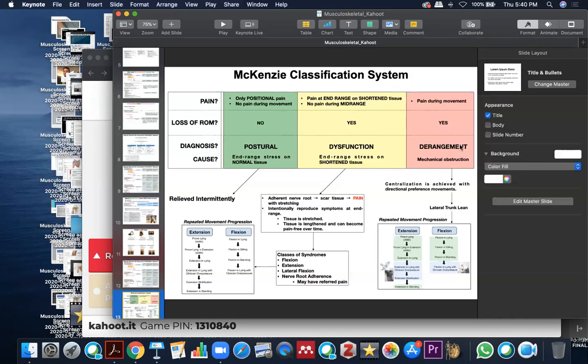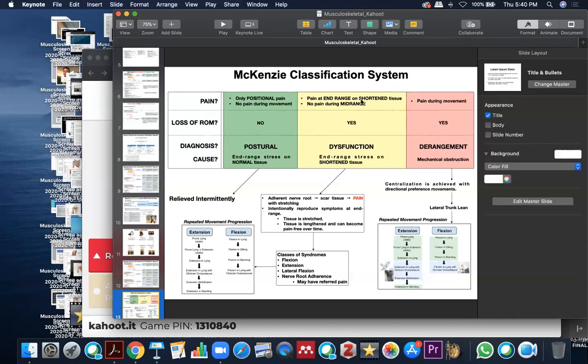Whereas with derangement, you've actually got damage to the disc, because everything's mechanical here in this system. So there's damage to the disc, and then the disc is possibly compressing a nerve root. And so you might have radicular pain in that case, or maybe even a full-fledged radiculopathy.